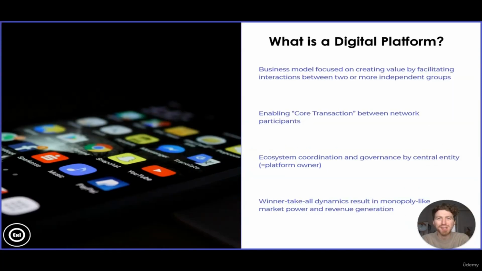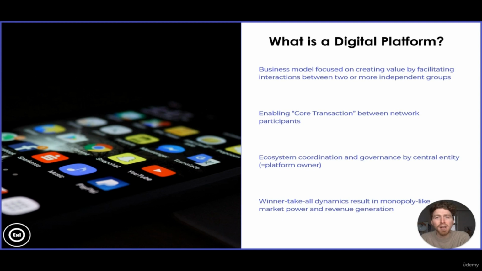What is a digital platform? A digital platform business model is focused on creating value by facilitating interactions between two or more independent groups. Platform businesses focus on certain niches and enabling the core transaction between the network participants. I can give you some examples here.